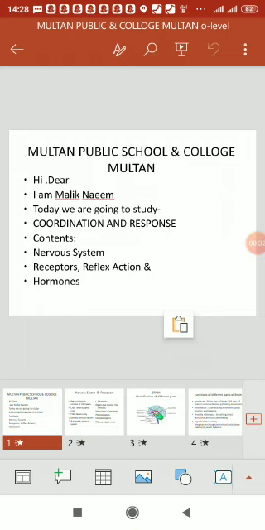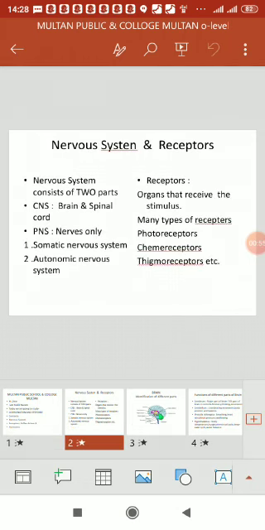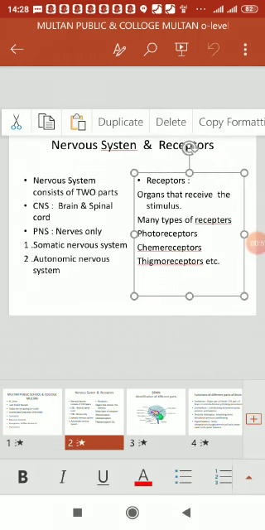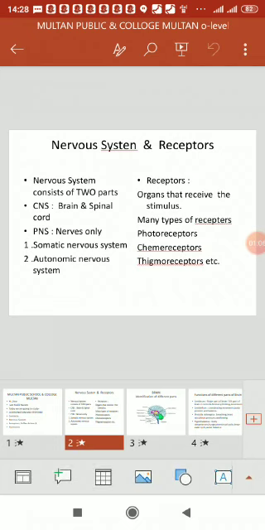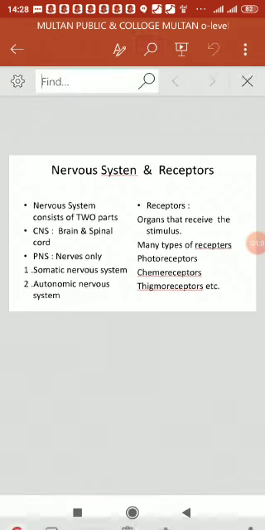Today we are going to study coordination and response. The contents of today's lesson are nervous system, receptors, reflex action, and hormones. Nervous system and then receptors, right?